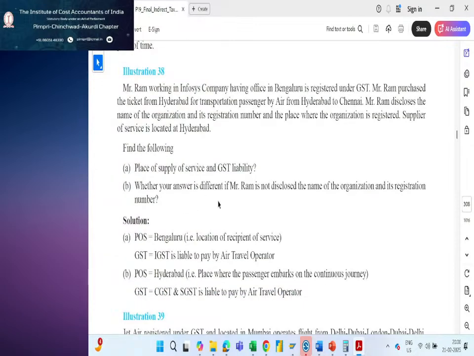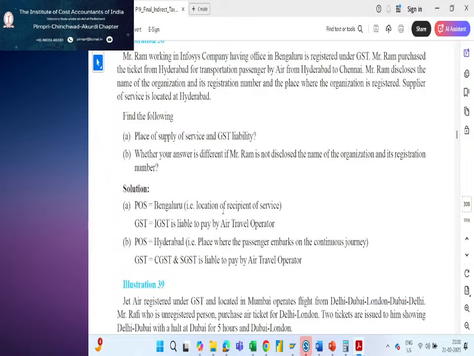So we need to mention the place of supply of service and the GST liability here. When he disclosed the organization, in the organization he is having the GST registration number as well. So in that case, the place of supply of services is the location of the recipient of service. So Bangalore is the location of the recipient of service, and here IGST is liable to be paid by the air travel operator.